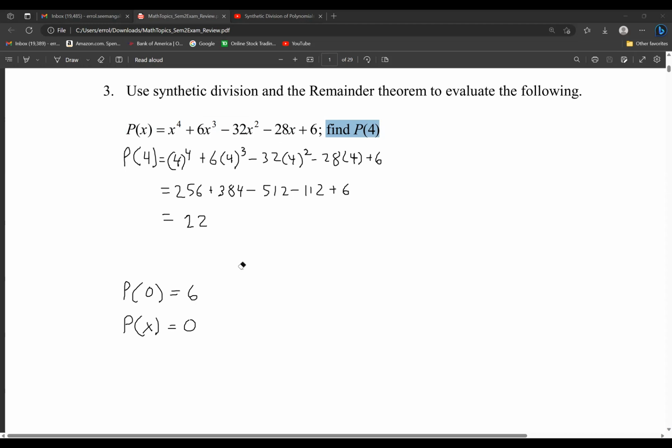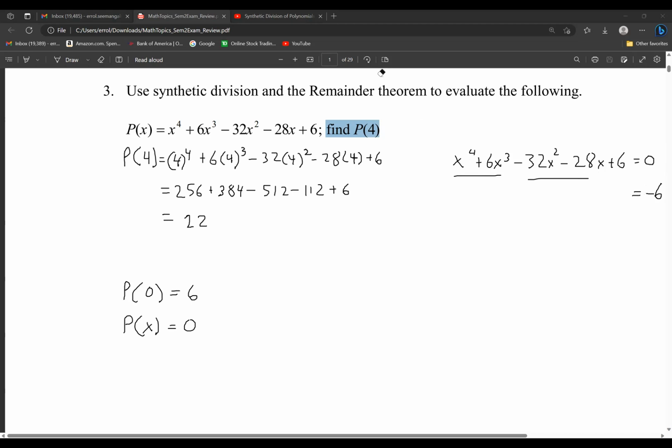So you just cancel out everything? Not cancel out everything, but we let this whole thing equal 0. So x to the 4 plus 6x cubed minus 32x squared minus 28x plus 6 equals 0. We have to solve this for 0. How can we solve this? If we factor these two and these two and move 6 to the other side, it's negative 6 there.